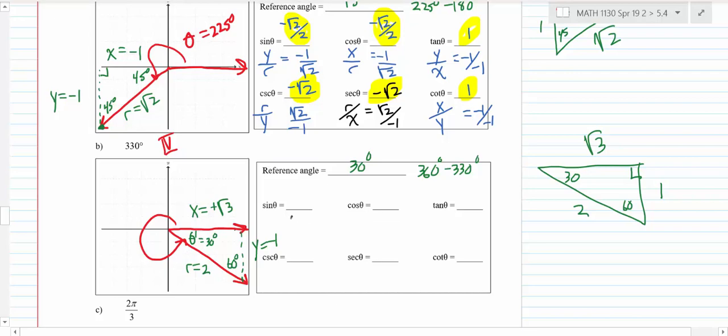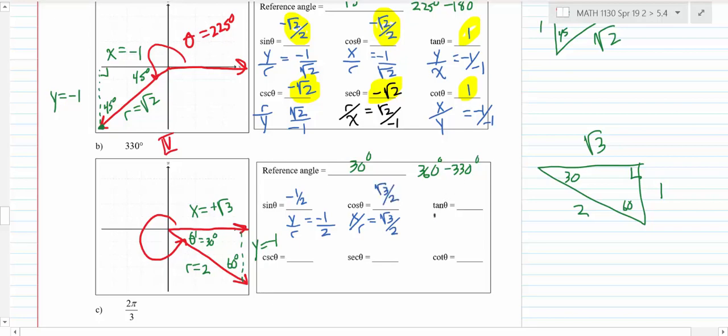So what we get is the sine is y over r. So y is -1, r is 2. So the sine would be -1 over 2. Okay, the cosine's x over r. X is square root of 3, r is 2. So that would be square root of 3 over 2.